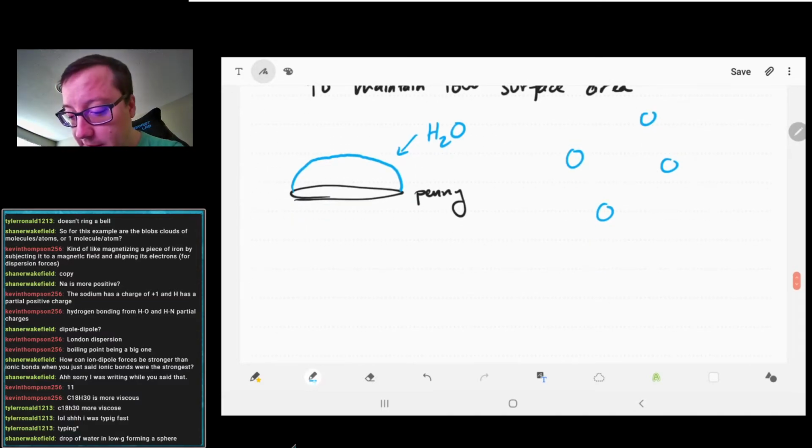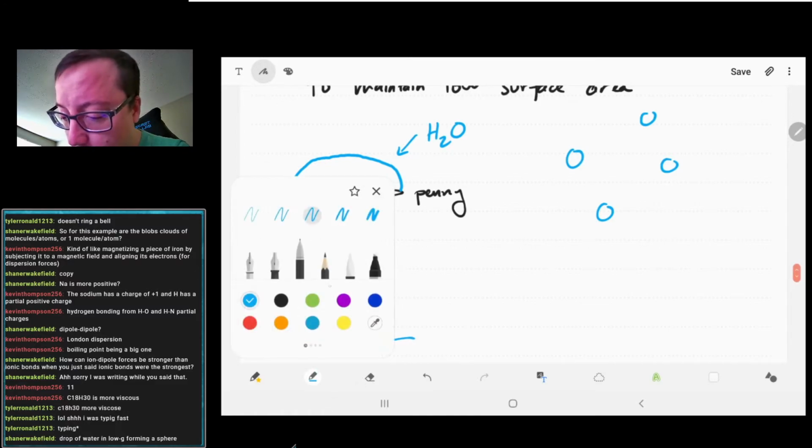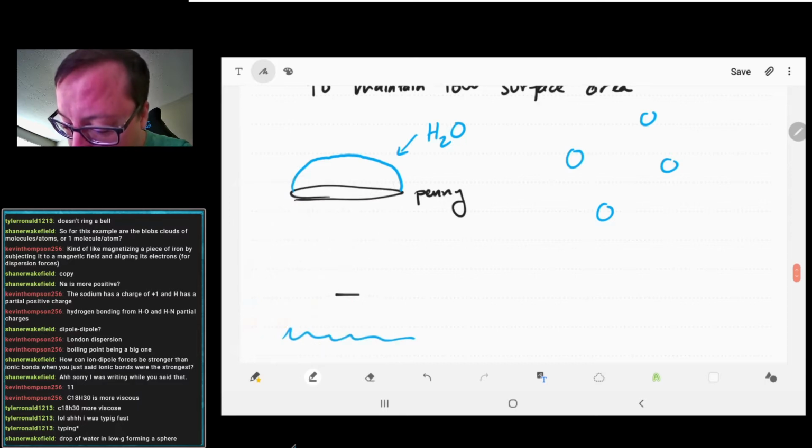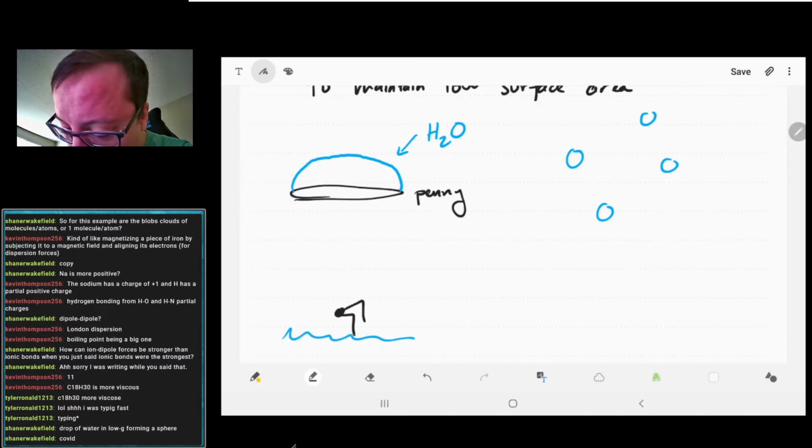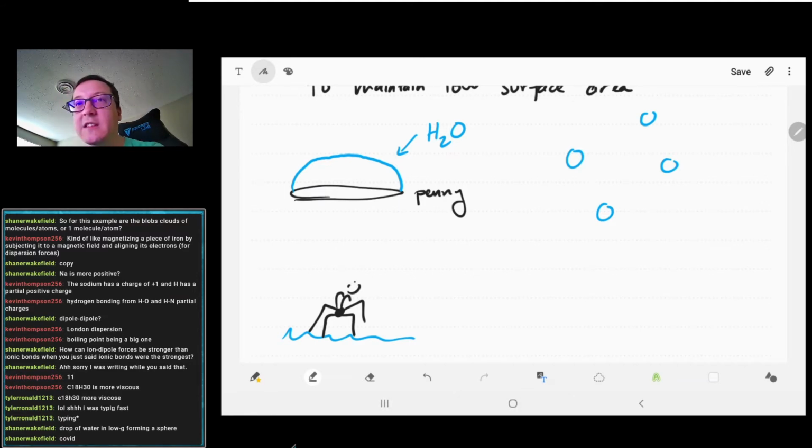This is also the reason that, here's our little water surface. You can have a little insect. This is Shane the insect this time.